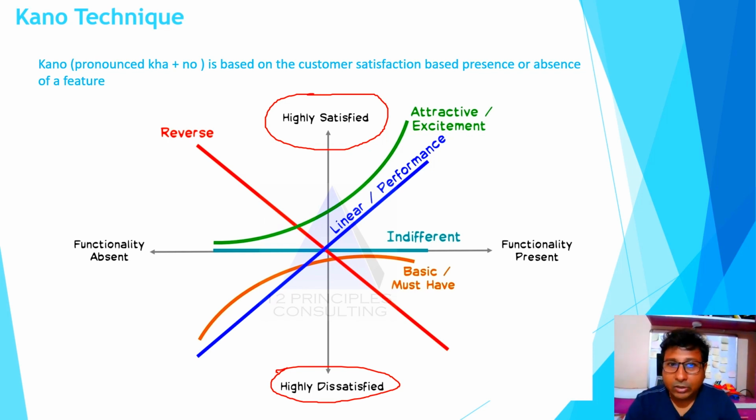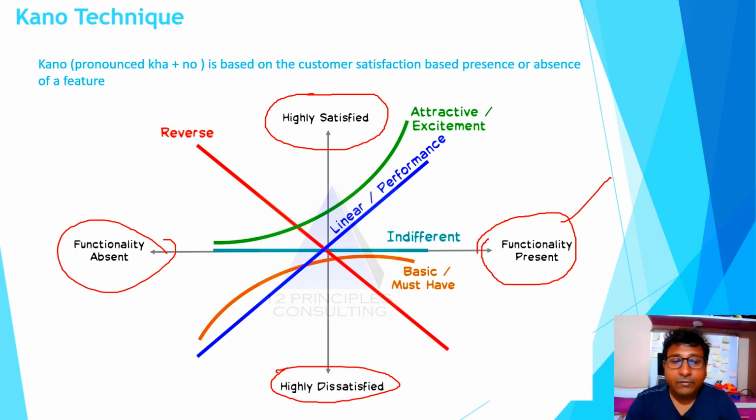And sorry, this is the y-axis, and then the x-axis. Here this right hand side, extreme right hand side, is talking about the functionality is present, that means functionality is implemented, right? And the left side is talking about the functionality is absent, that means functionality is not implemented, right? Now let us see, okay, this is the line, right? This line you can consider, right?